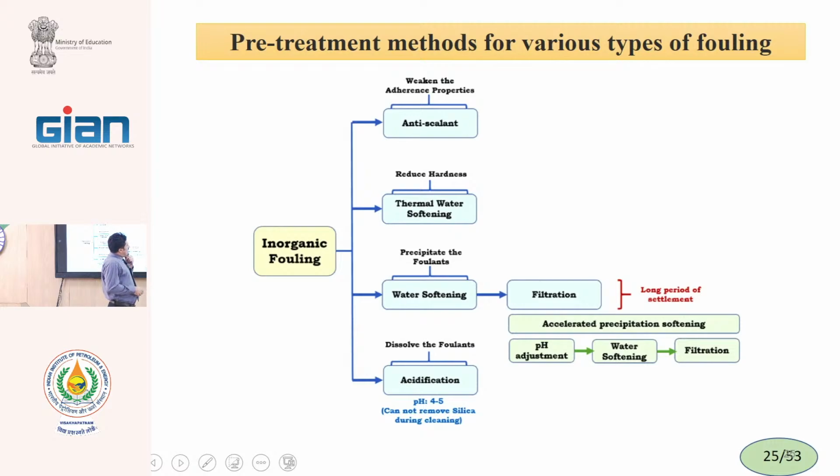In this slide, I show some pretreatment methods for reducing inorganic fouling. As we say, we can use the anti-escalant. We can remove the calcium, magnesium as a softening agent. We can use acidification for decreasing the scaling, or we can use thermal water softening, such as distillation, for reducing the scaling.